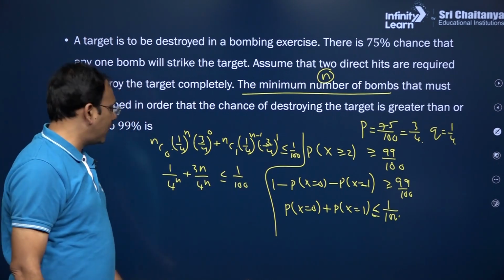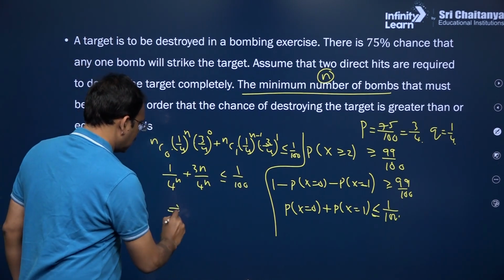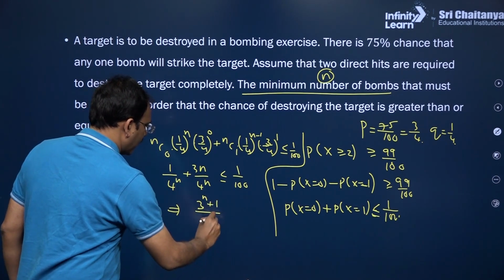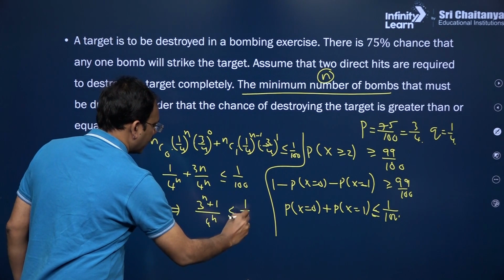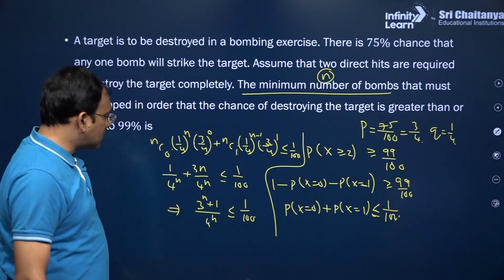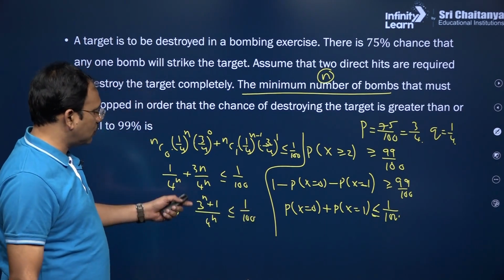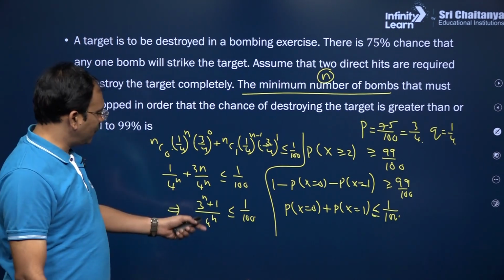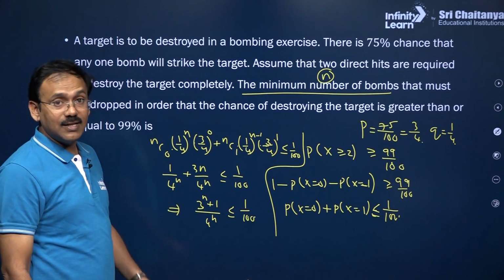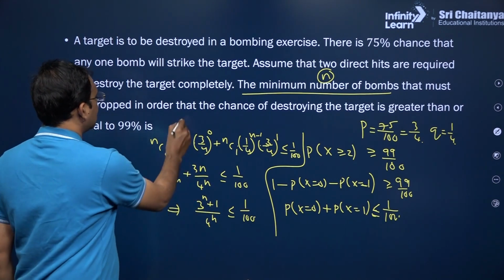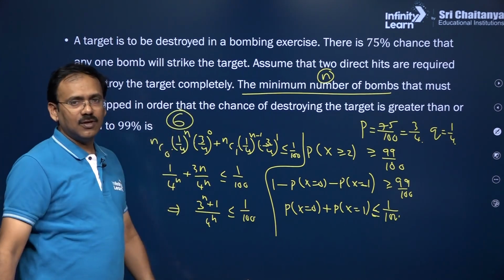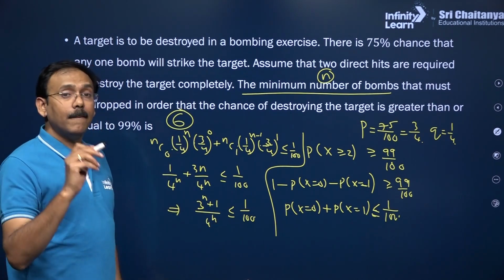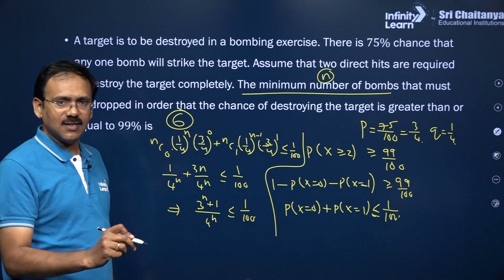You just keep giving the values, that is, friends, (3n plus 1) by 4 power n is less than or equal to 1 by 100. You just try, my dear friends, put n is equal to 1, 2, 3, 4. You see, for n is equal to 6 first time, it will be less than or equal to 1 by 100. Until then, it will be greater only. So 6 is the possibility, the least value. Then for n is equal to 6, 7, 8, 9, 10, for all of them it is fine. Minimum value for n is 6, right?